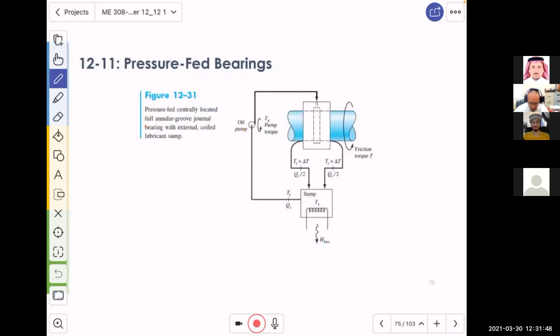So what will happen is this. You can imagine that this is the journal over here. All we need to do, if this is the bearing, is to introduce a groove.